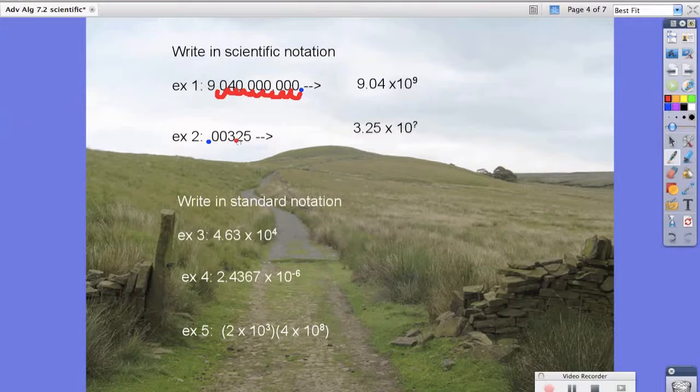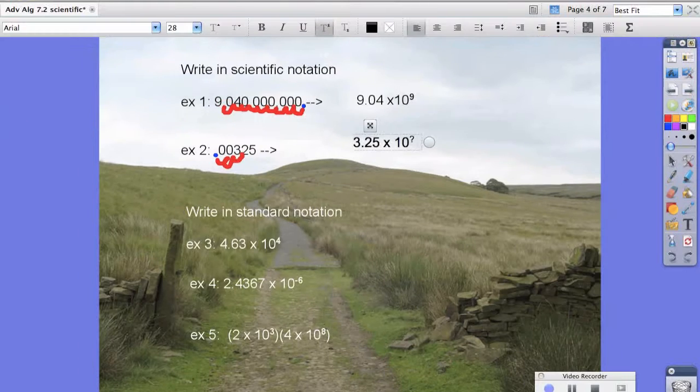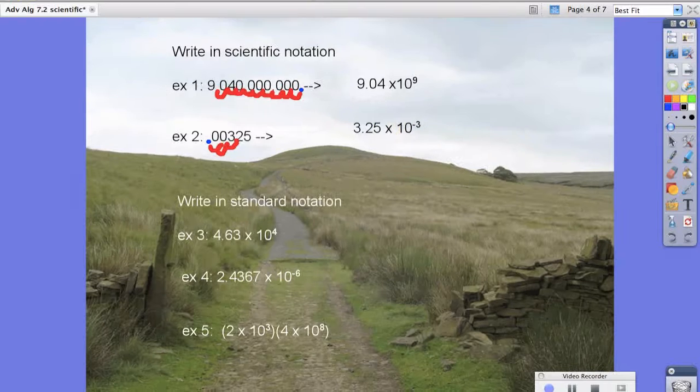So from our new point in red, we're going to move it to the left. 1, 2, 3. So we moved it 3 places, and remember, because we moved it to the left, that 3 should be a negative 3. Okay, let's try one more just to be extra clear.